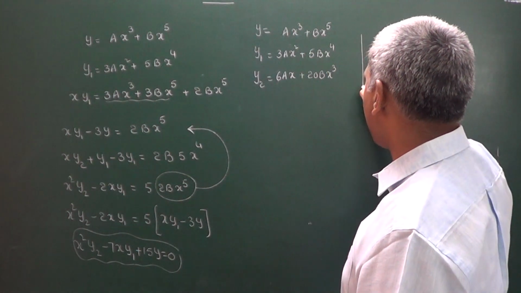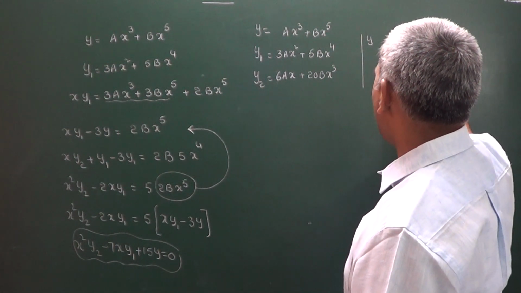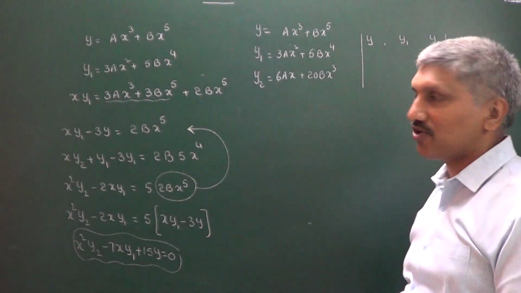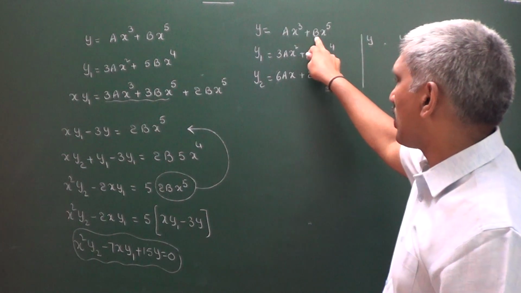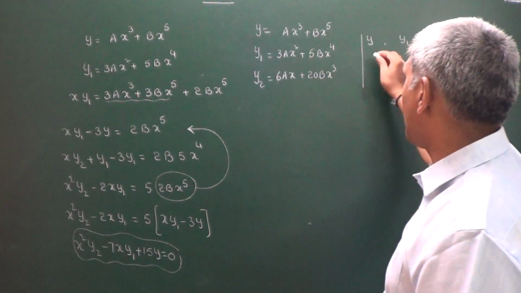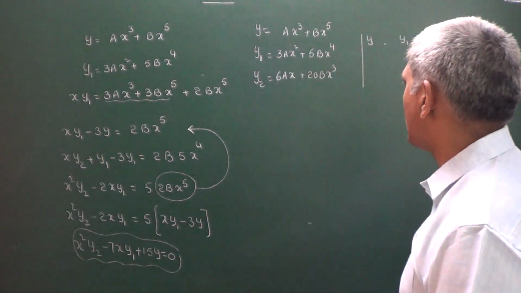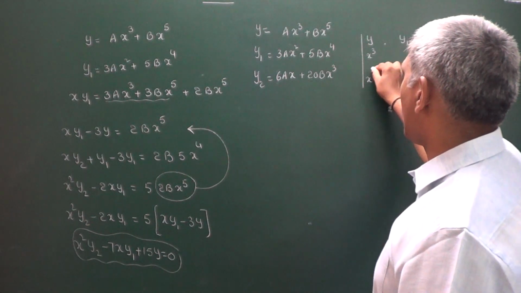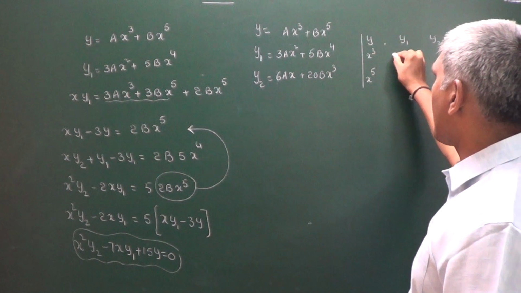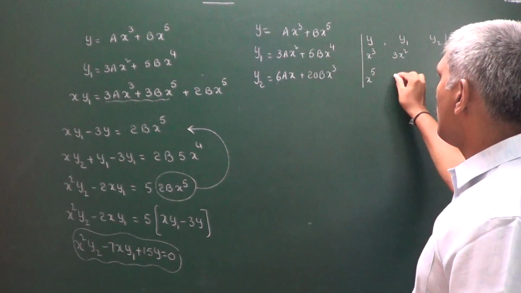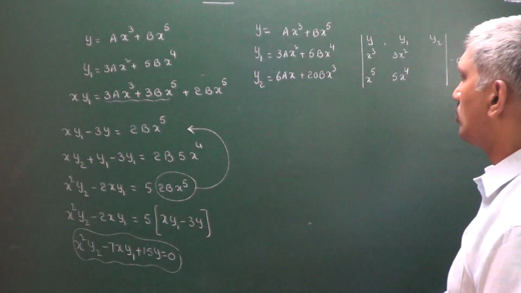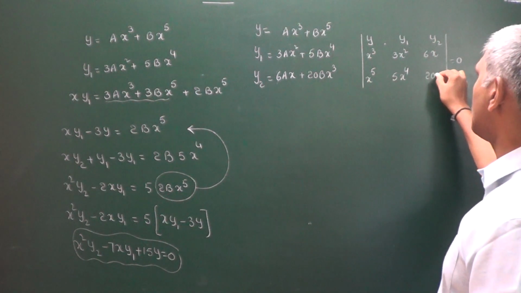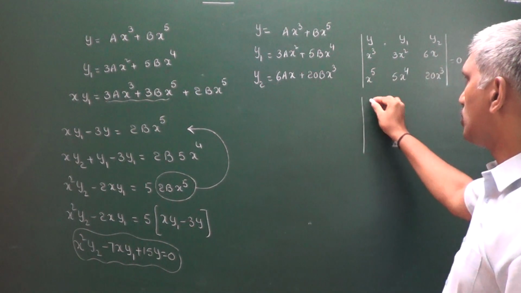Now we can write the answer directly like this. The determinant of y, y1, y2 is equal to 0. Observe now, what are the b coefficients? A coefficient is, a into x cube coefficient, we can write it as x cube, and here we have x to the power of 5. Next here 3 times x square, here we have 5 times x to the power of 4. Next 6 times x, next we have 20 times x cube. That further we can do the simplification.